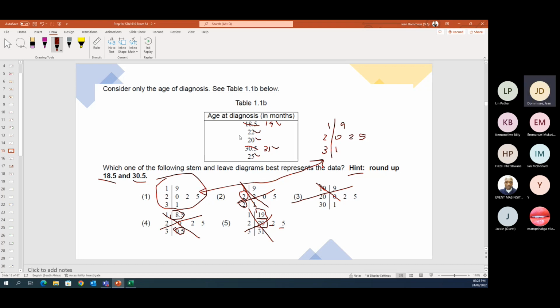So why they didn't just give you 19 and 31, I don't know. It would have just made it easier than to round it up already, but then they probably wouldn't have been able to give you some of those options. Okay, so a different way to look at the stem and leaf and to position it a bit differently.